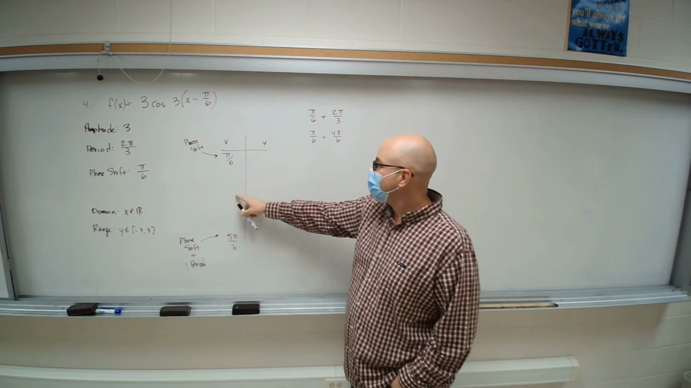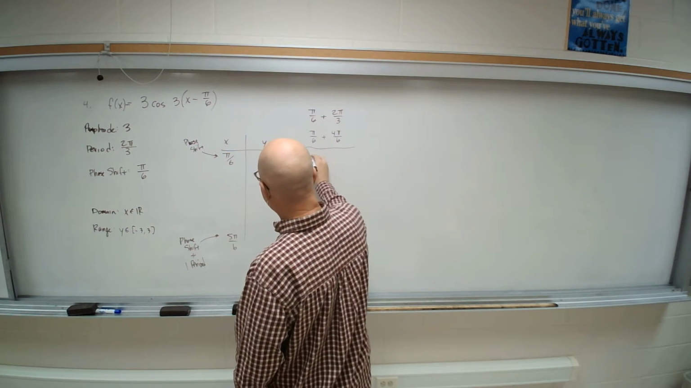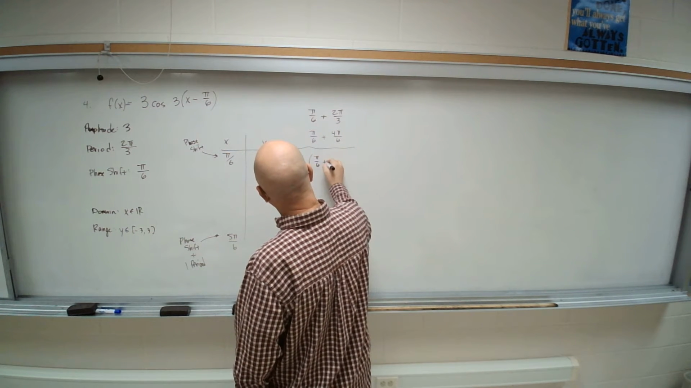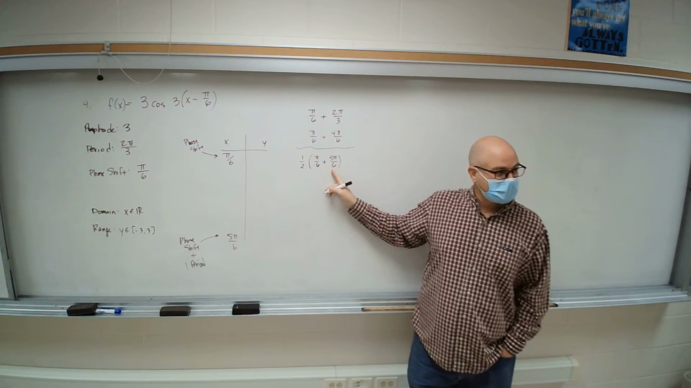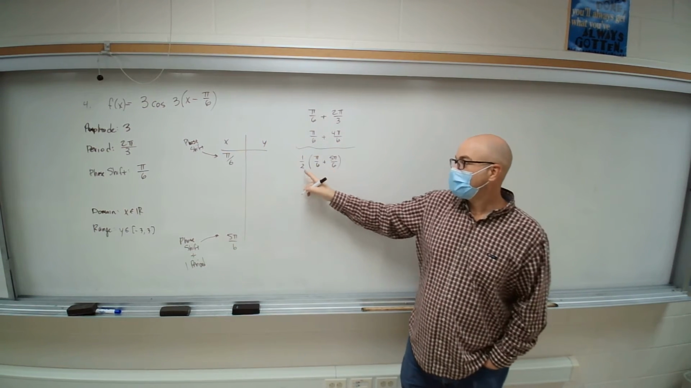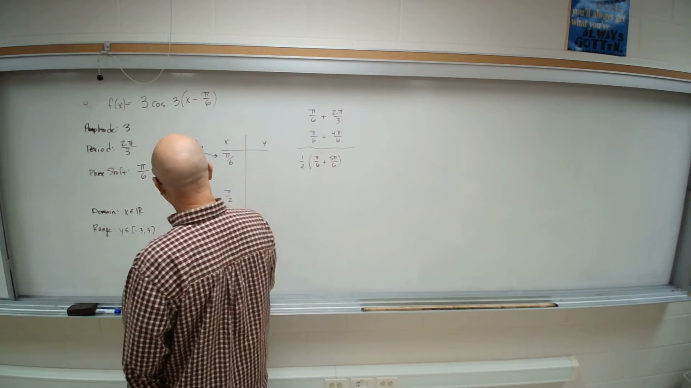So now to find this middle value, we're going to do the average again. So we're going to do 1/2 times pi over 6 plus 5 pi over 6. Well, that's just 6 pi over 6, isn't it? Which is pi. So pi times 1/2 is pi over 2.